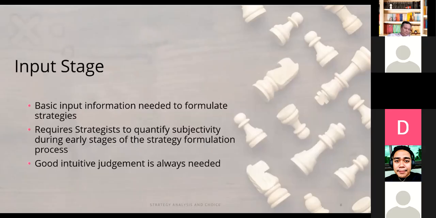First stage is the input stage. Stage 1 summarizes the basic input information needed to formulate strategies. The input tools require strategists to quantify subjectivity during early stages of the strategy formulation process. Making small decisions in the input matrices regarding the relative importance of external and internal factors allows the strategists to more effectively generate and evaluate alternative strategies. Good intuitive judgment is always needed in determining appropriate weights and ratings.